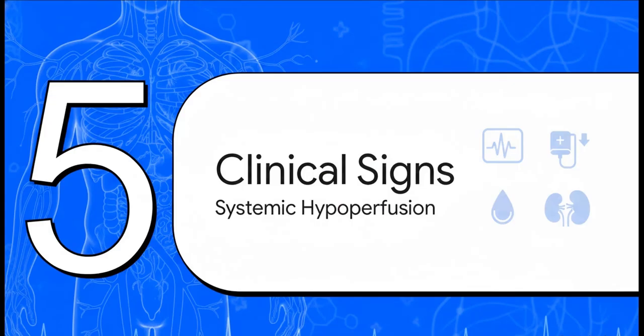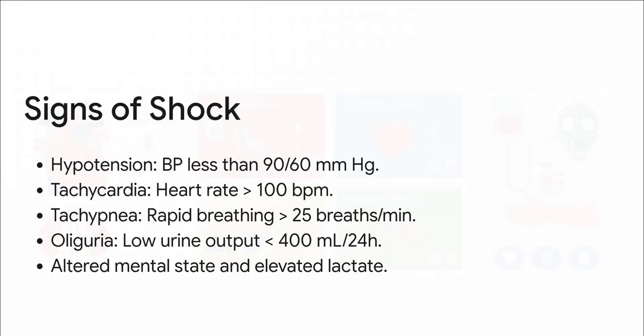Section 5. Recognizing the clinical signs. As a clinician, you're basically a detective trying to reverse engineer symptoms to find the failing system. When a patient starts crashing, these classic signs are your flashing red lights. You're looking for hypotension, typically a BP dropping below 90/60.